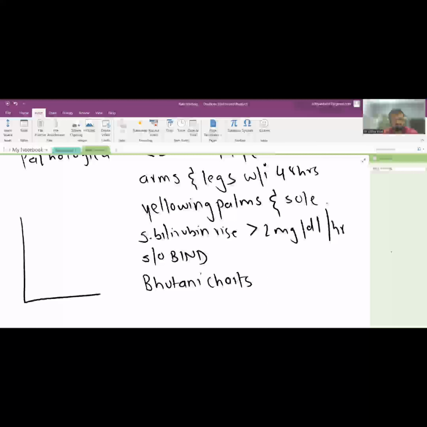If you see, it is something like this. Then there are two lines. One line is this, and the second line is above it. The first line is the phototherapy line. When the level of bilirubin crosses the phototherapy line, you start phototherapy, and the second line is the exchange therapy line. If it crosses that exchange therapy line, then you have to go for exchange therapy.